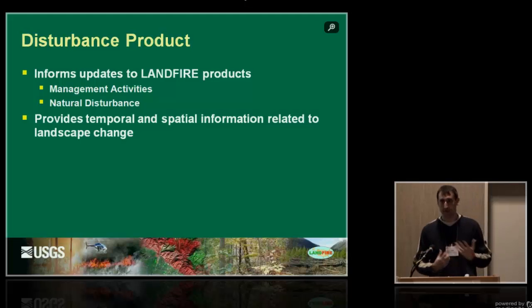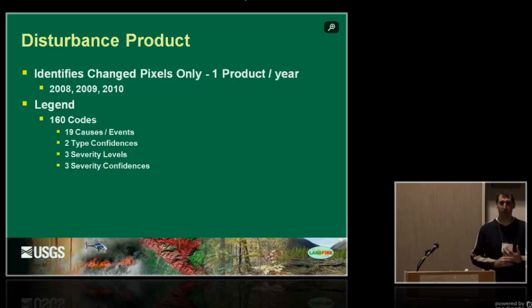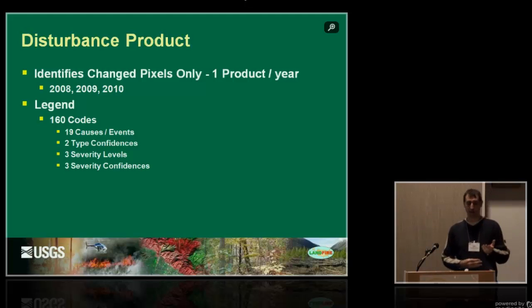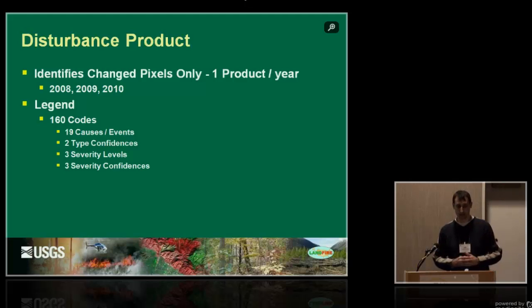So a system has been developed to capture that information. I'll walk you through that product just a little bit. Our disturbance product, as you've heard alluded to earlier today, is an annual product. For LANDFIRE 2010, there are really three products. One for 2008 that represents 2007, 2008 change, 2009, which is 8 to 9, and then 9 to 10 change.